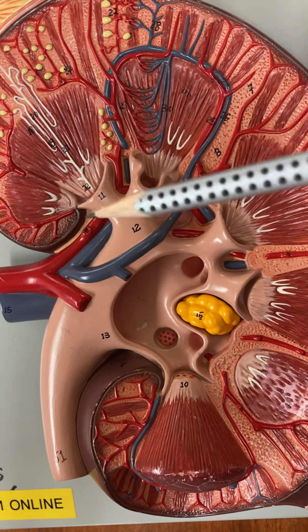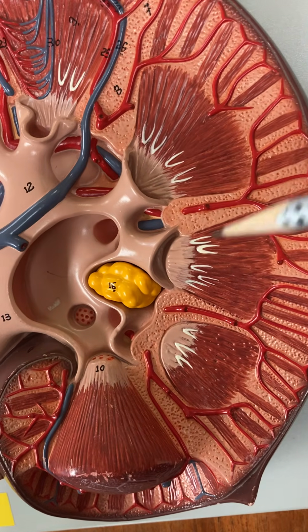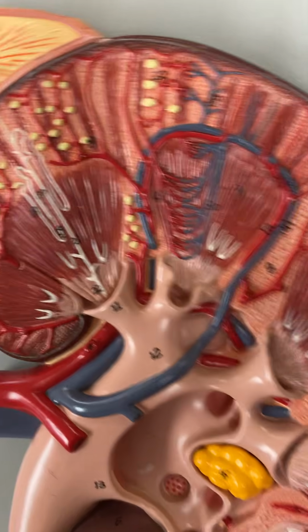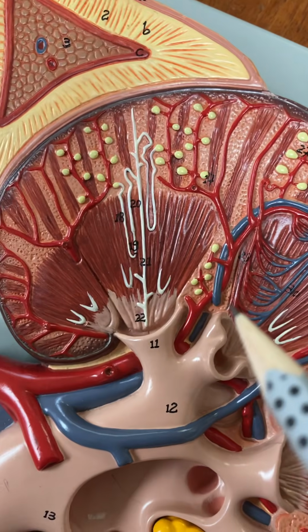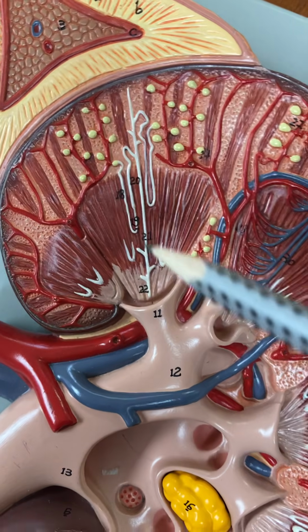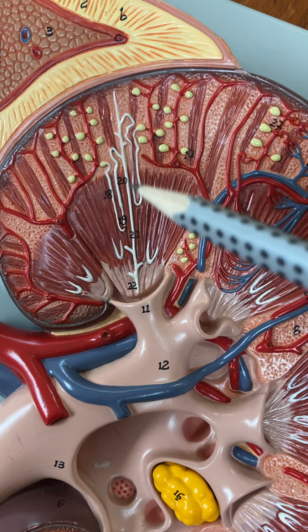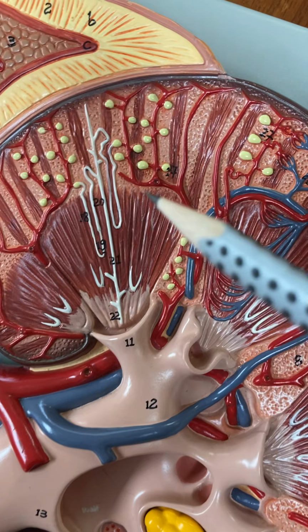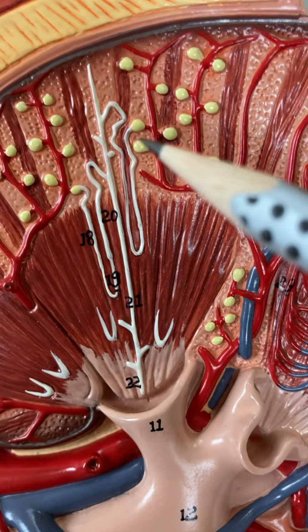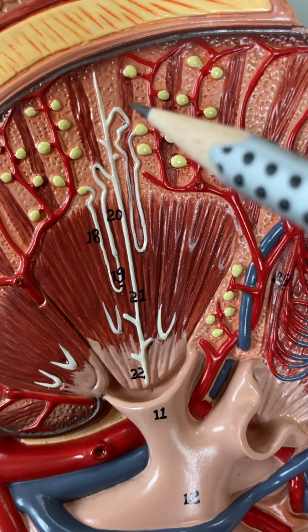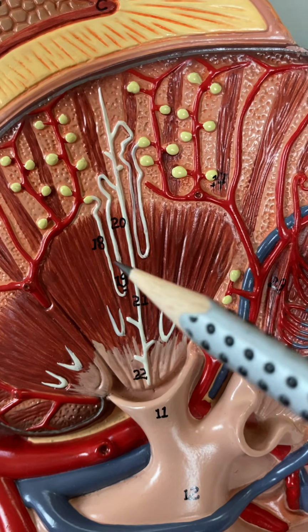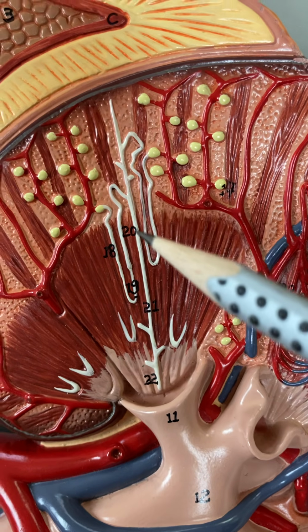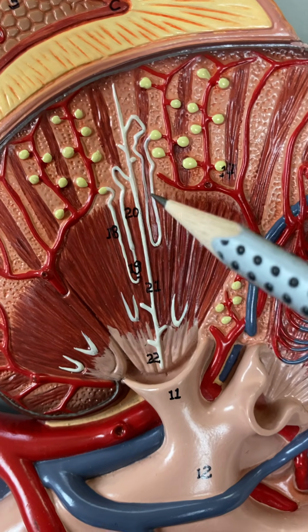You can see that the renal pyramids are striped in appearance, and that is because they have collecting ducts. Collecting ducts are these long tubes here that collect urine from nephrons. So I'm zooming in even more. This is one nephron. This is another nephron. This collecting duct collects urine from both nephrons.